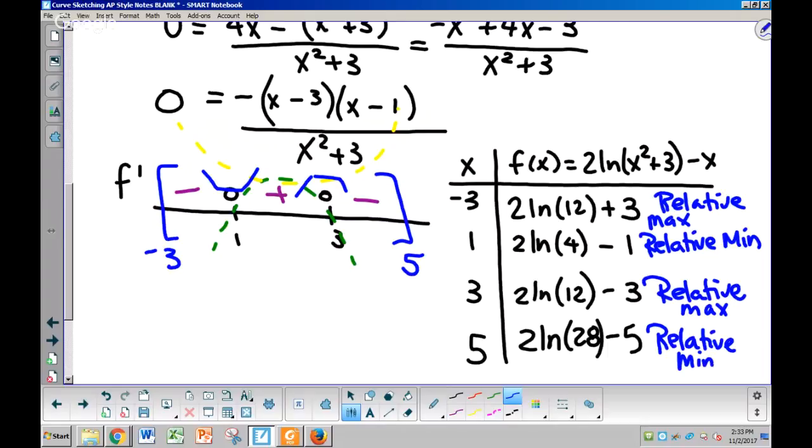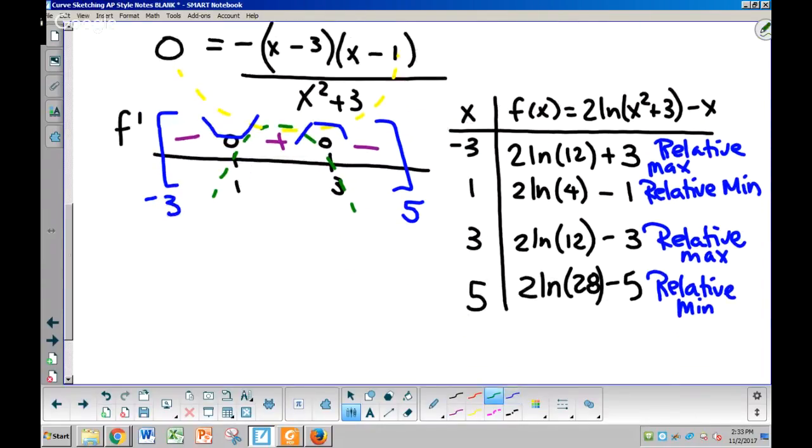Now, how did I know that at 1 I had a relative minimum? Because the slope changed. So f prime was less than 0 to f prime is greater than 0. I knew I had a relative max at 3 because f prime was greater than 0 to f prime is less than 0. Nice recovery, right?